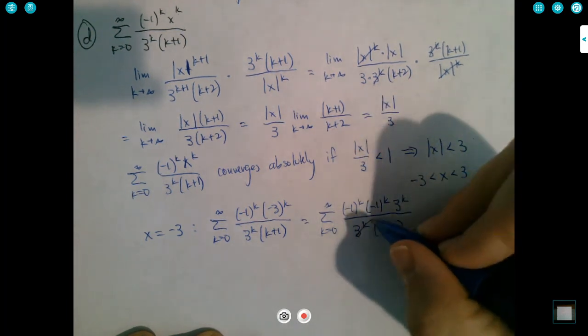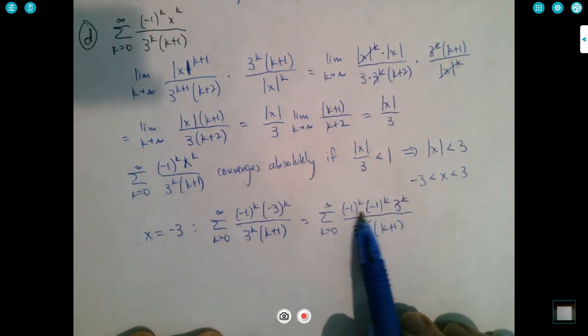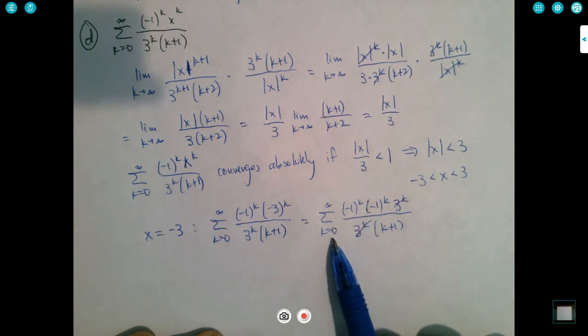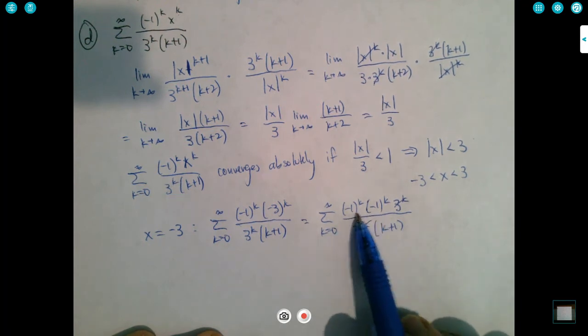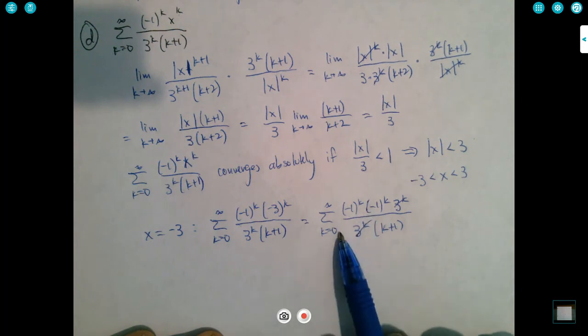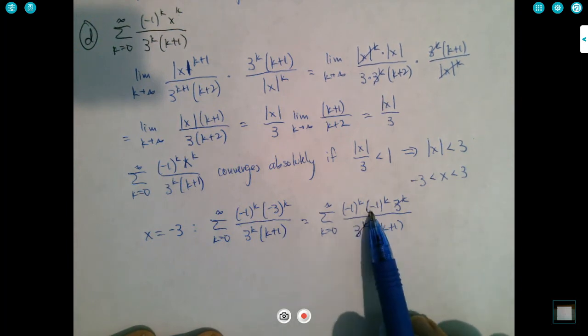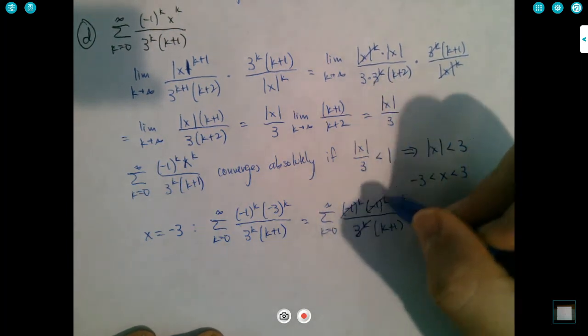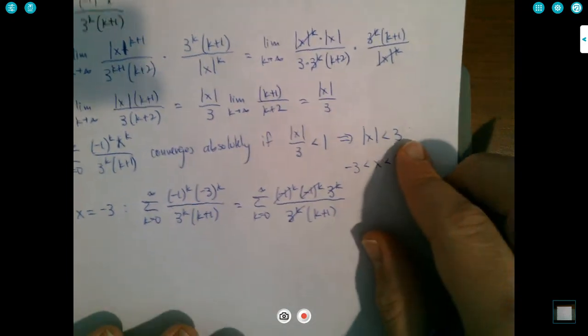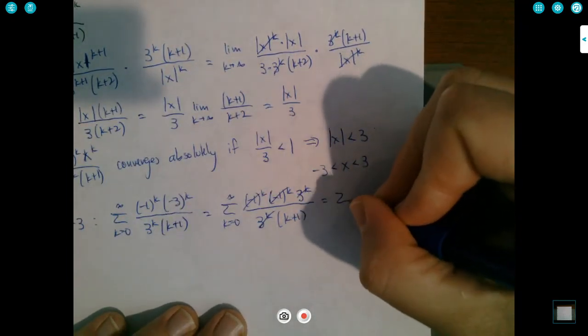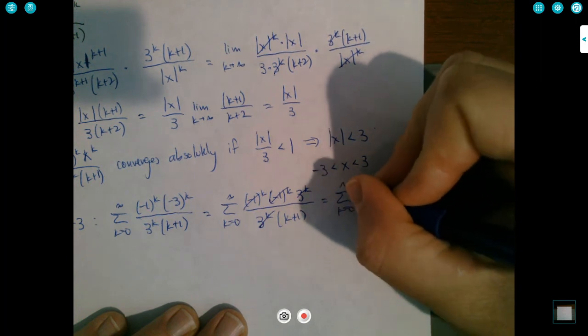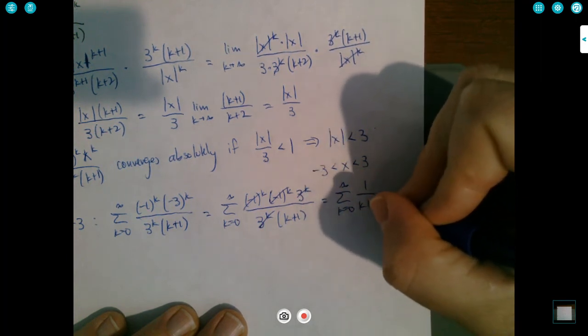And that's nice because that cancels that. These things will cancel, right? Because if k is an even number, then they're both positive anyway, so they don't do anything. If k is an odd number, then they're both negative, and a negative times a negative is a positive, so those things cancel each other out. So this is the sum from k equals 0 to infinity of 1 over k plus 1.